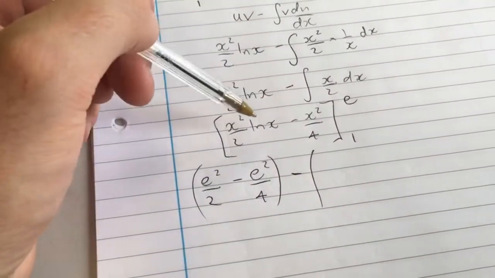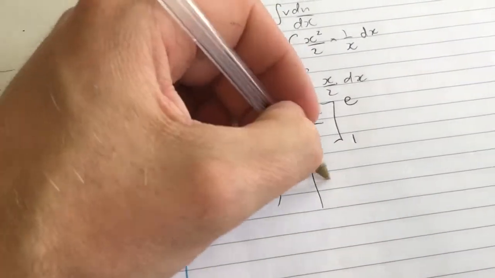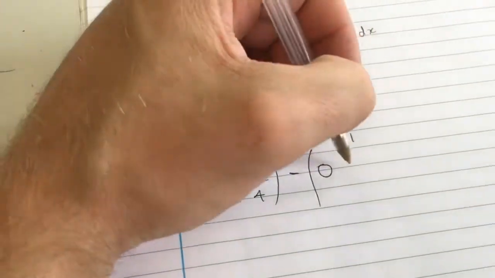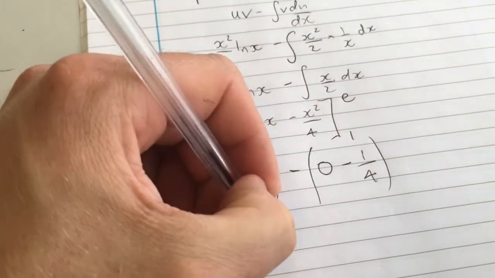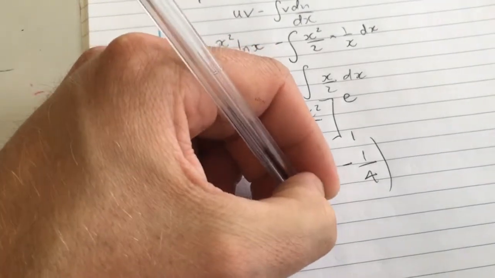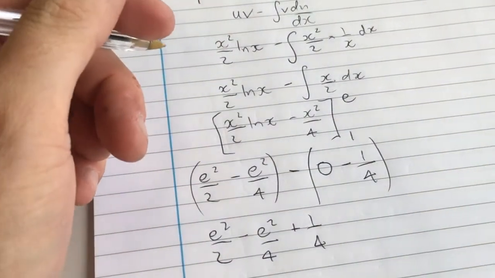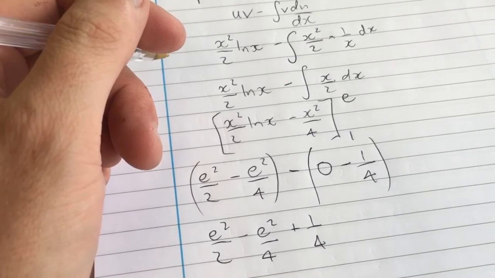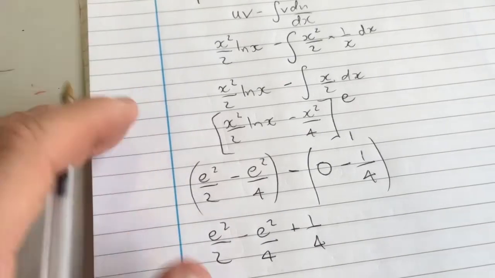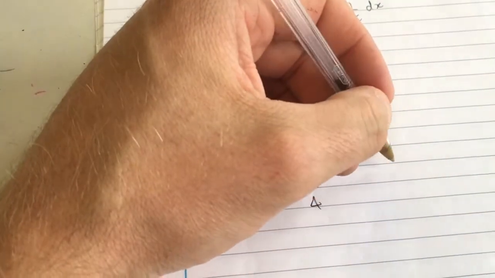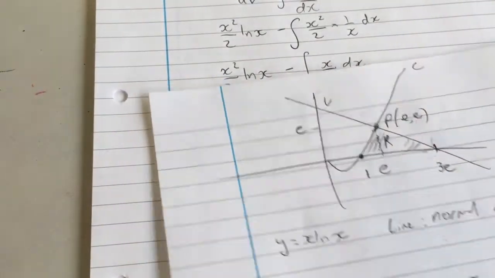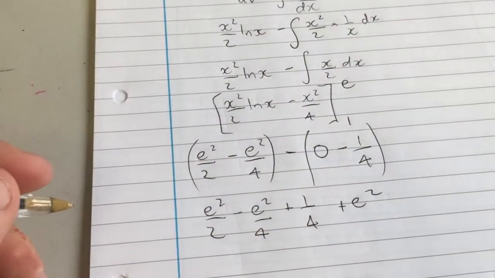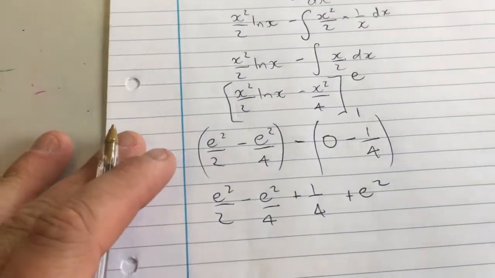Subtract the other limit. The other limit, we're going to get ln of 1, which is 0, minus a quarter. So we get e squared over 2 minus e squared over 4 plus 1/4 as our area. Right, so the last bit is to add this, so that's our integral area. Add that to our triangle area, which is e squared. And this is going to give us the exact area in the form they wanted.